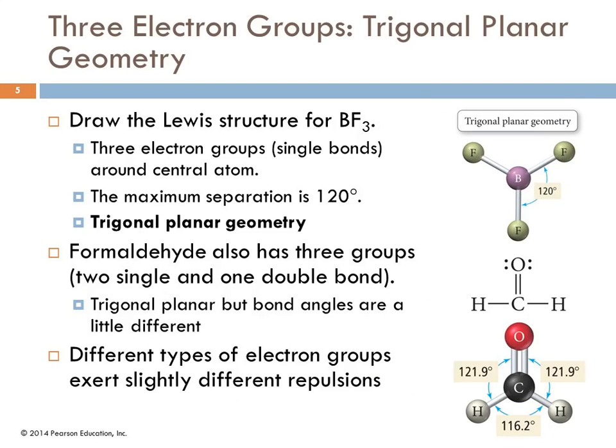What about 3 groups? BF3, boron trifluoride. If I told myself to draw all these structures, I should have left myself a little bit of space. You know what? I'm not going to use blue. I'm going to use orange, because then I can write over the blue line and still see what I'm doing.